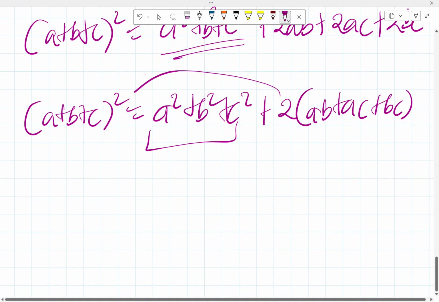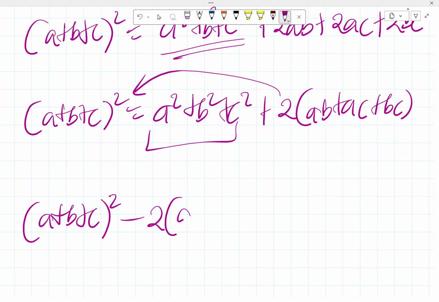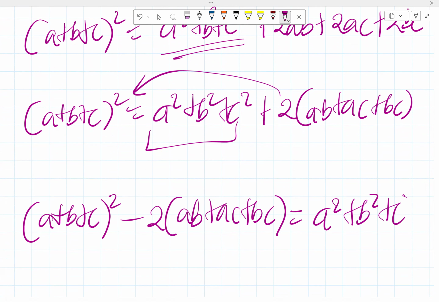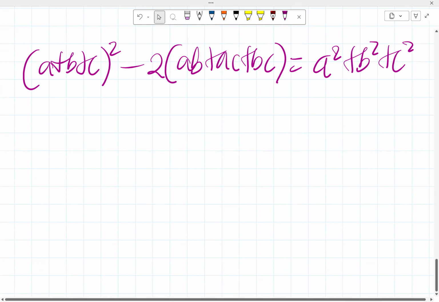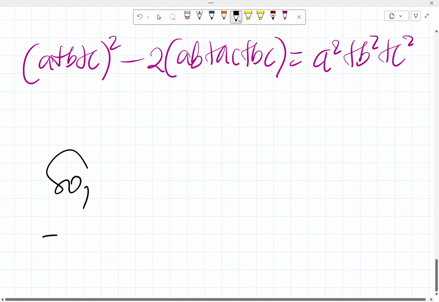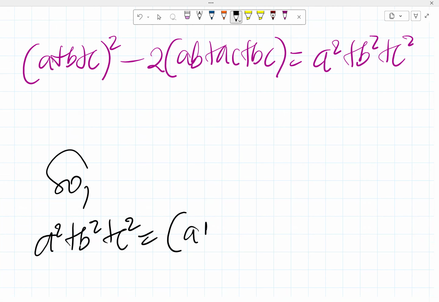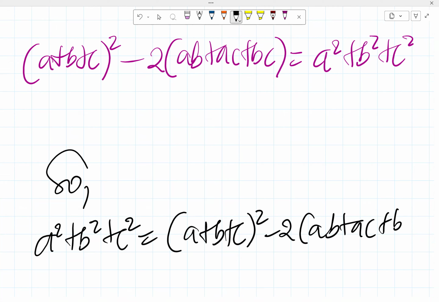So you can transfer this to the other side. So we have A plus B plus C all squared minus 2 into AB plus AC plus BC, and that is equal to A squared plus B squared plus C squared, which you are really looking for. So A squared plus B squared plus C squared is equal to A plus B plus C all squared minus 2 into AB plus AC plus BC.